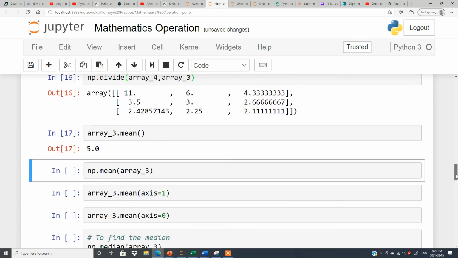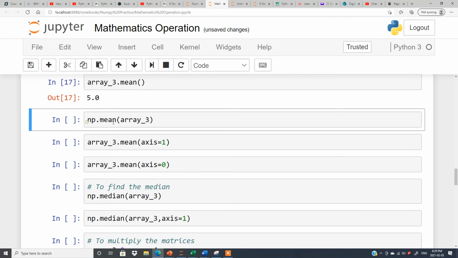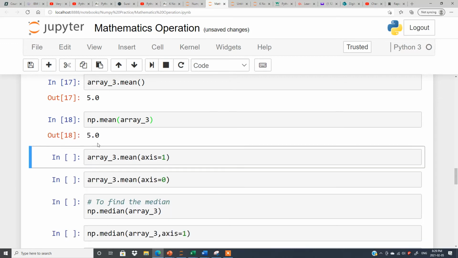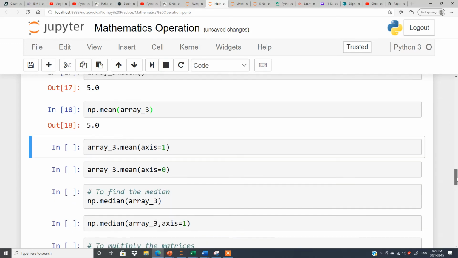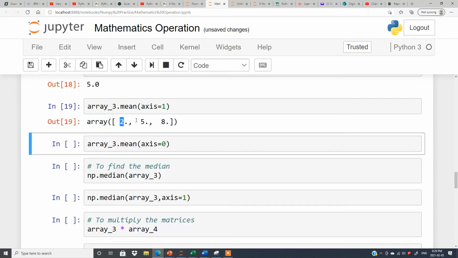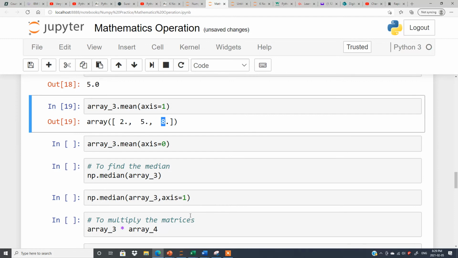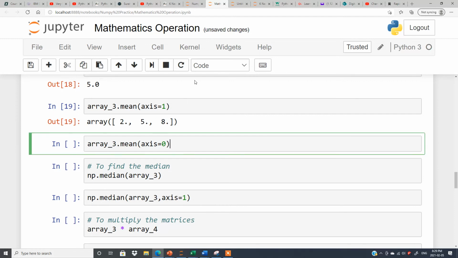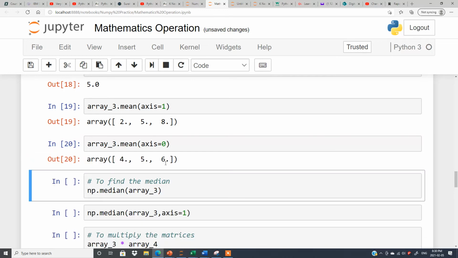So the average is 5. If you want to use the numpy function, np dot mean and in parentheses write array 3, array 4, whatever you want. Execute it, the answer is the same, 5, right? If you want the mean of each row, axis equal to 1 means rows, so execute it. This is the mean of the first row, this is the mean of the second row, and this is the mean of the third row. Similarly, if you want the mean of all the columns, then axis equal to 0, and execute it. 4 5 6, this is the mean of the first column, second, and so on.